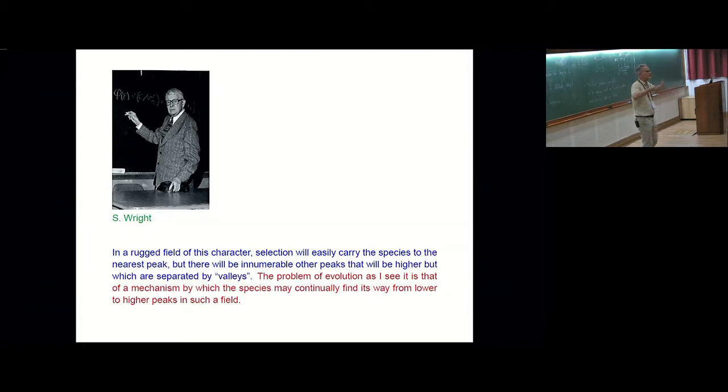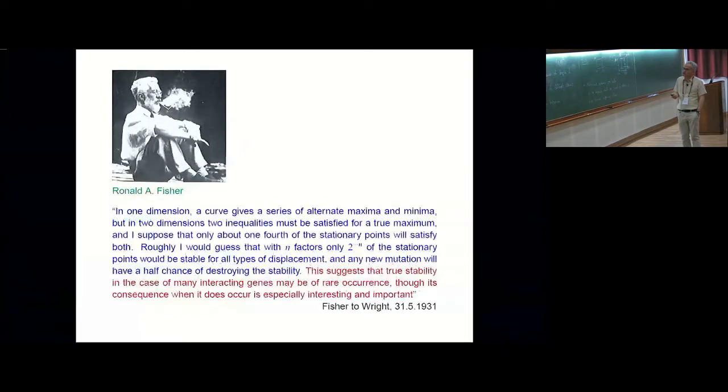Again, this is not unfamiliar to many physical and computer science contexts where, for example, you have some optimization problem and you have to avoid getting stuck in suboptimal solutions. So it's more or less the same thing. Now, in the 1930s, there was a rather vigorous debate between Fisher and Wright about whether these peaks would really be important, whether they really would be there. This is a letter from Fisher to Wright. It's a bit lengthy, but I think it's still interesting for mathematically minded people.